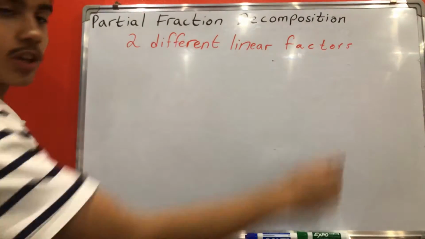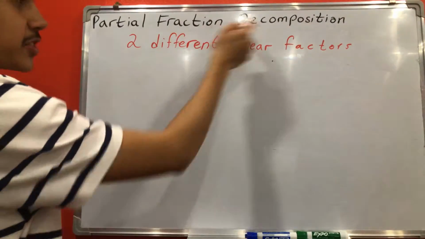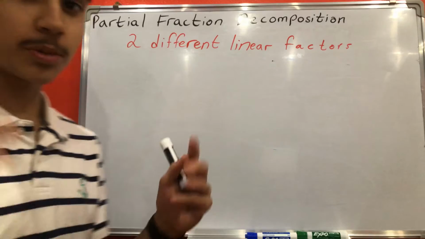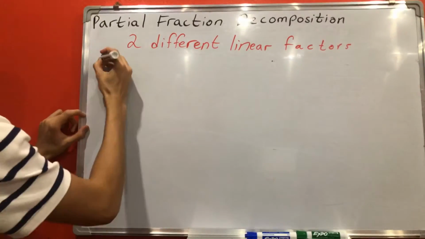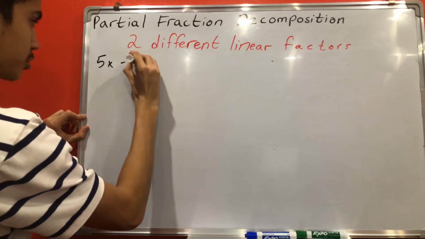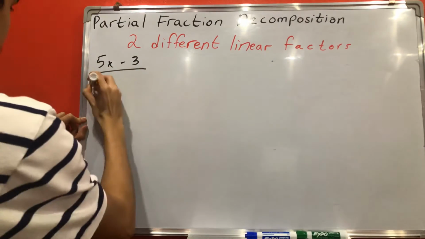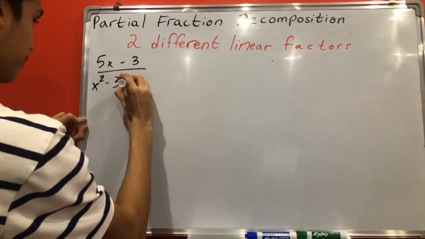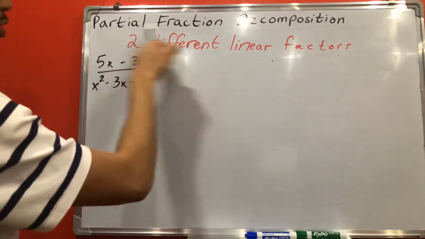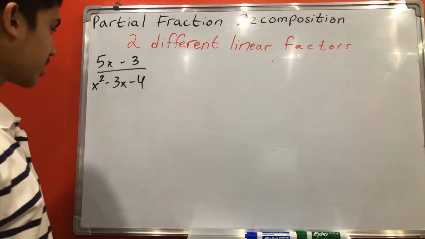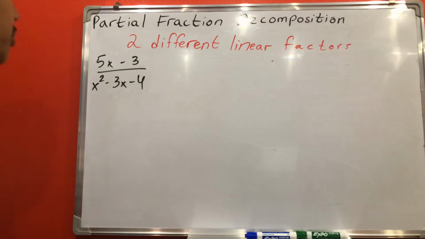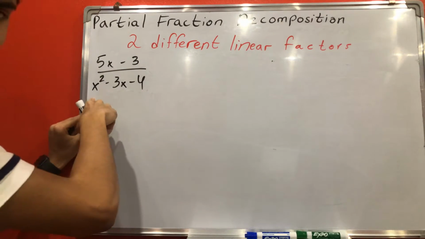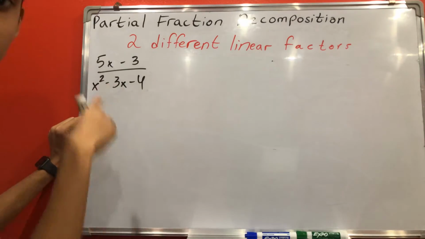Partial fraction decomposition. So what this big fancy word means is that we're just going to take a big fraction and we're going to break it up into smaller fractions. For example, we might have a fraction like 5x minus 3 over x squared minus 3x minus 4. So what partial fraction decomposition is, again, we're just going to take this fraction and make it into smaller fractions. So the first thing we want to look for is: is the denominator factorable?